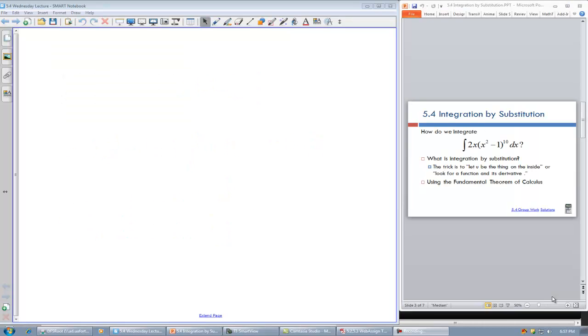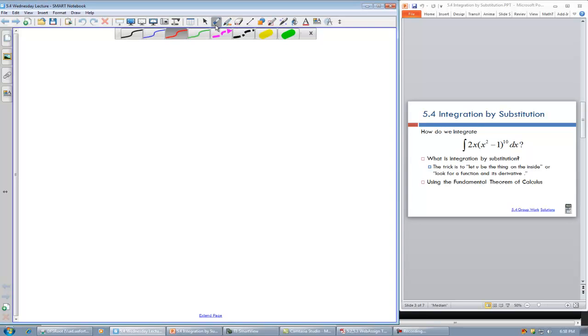All right, so today's lecture, what we want to talk about is a type of integration technique, which is called integration by substitution. So if you look on the slide on the right, what it says is how do we integrate this thing? How are we going to integrate 2x times the quantity x squared minus 1 to the 10th power dx? And the idea is we're going to make a substitution that's going to turn it into one of our 4 types.